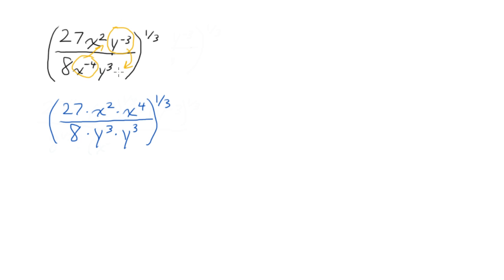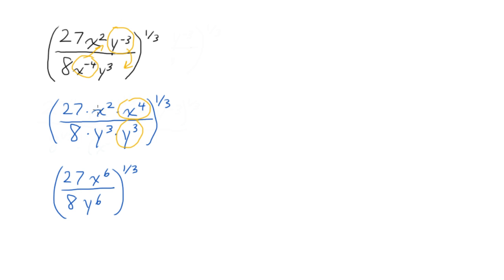So what we've done here is just, as we said, moved that x to the negative 4 up to the numerator and made it x to the positive 4, and y to the negative 3 we moved down because it was unhappy up there, so we moved it down to the denominator and made it a positive exponent, y to the third. 27 and 8 do not simplify, so now let's just clean up what's inside.